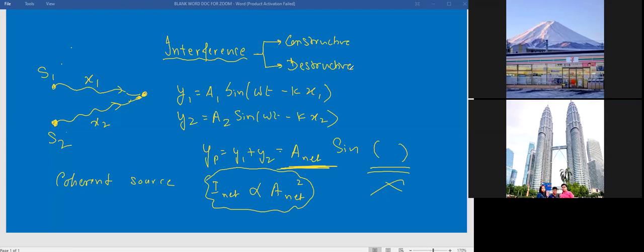Sir, what is A net? A net is the net amplitude, and intensity is directly proportional to A squared. So after this, we will see something more. You just write it down. We will see what this net amplitude is and which values it can take.